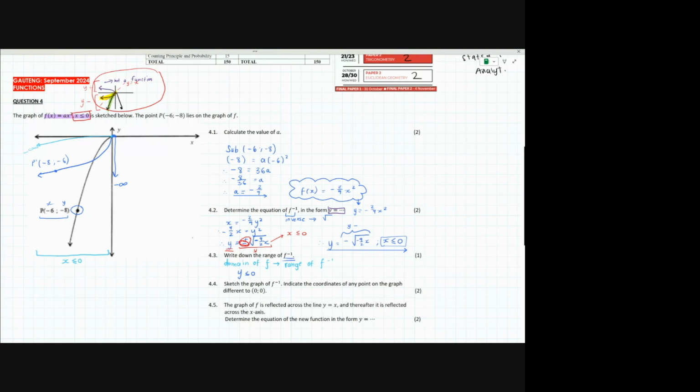I do apologize. All of these things we need to remember in terms of inverse functions. All right, 4.5, the last question in this one, says to us that the graph of f is reflected across the line y equals x, and thereafter it is reflected across the x-axis. Determine the equation of the new function in the form y equals.